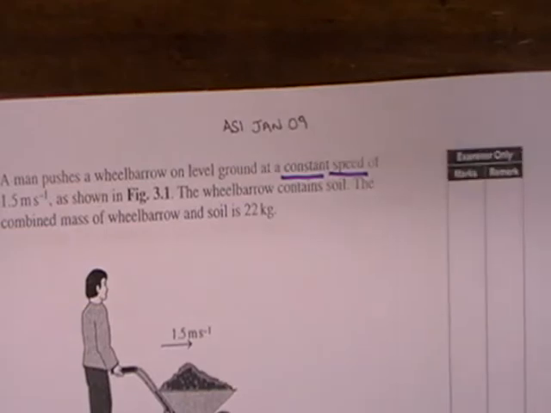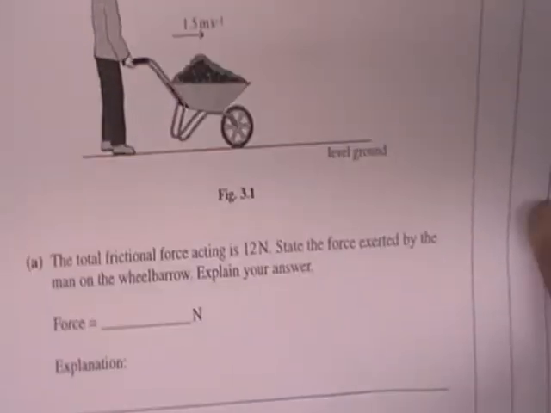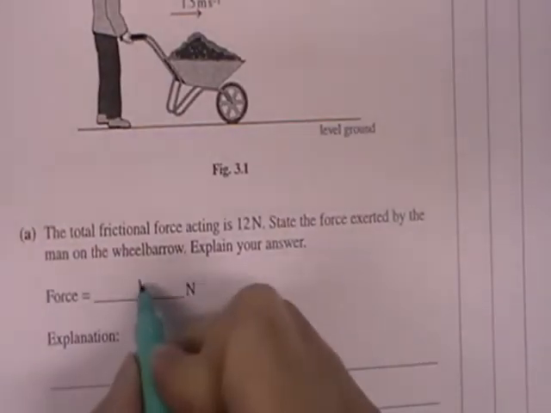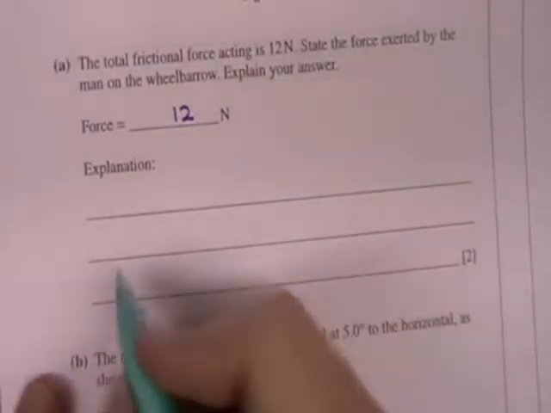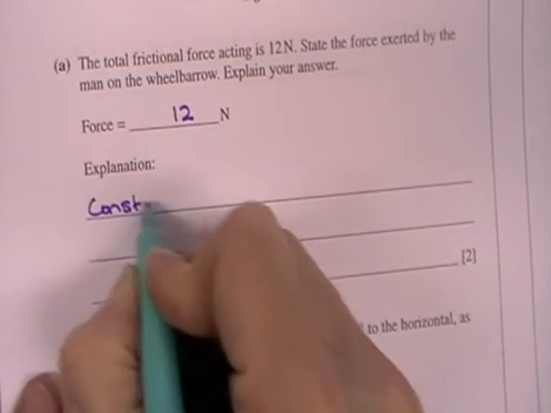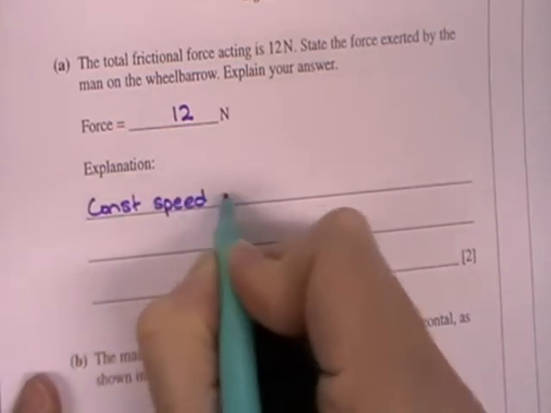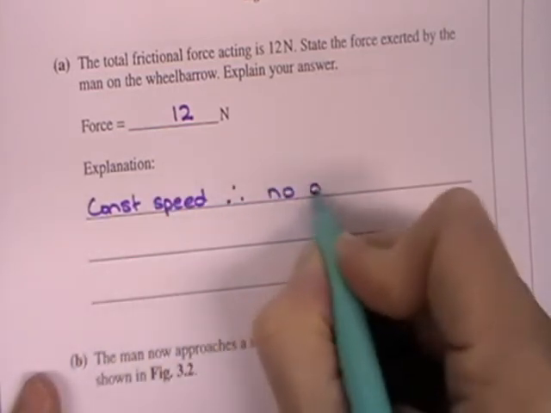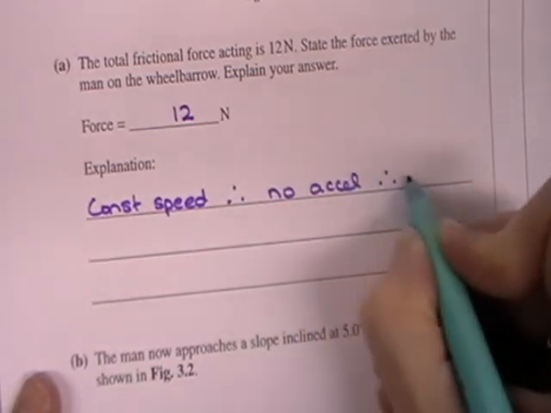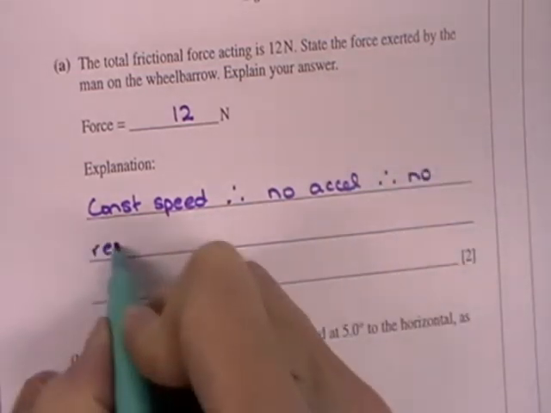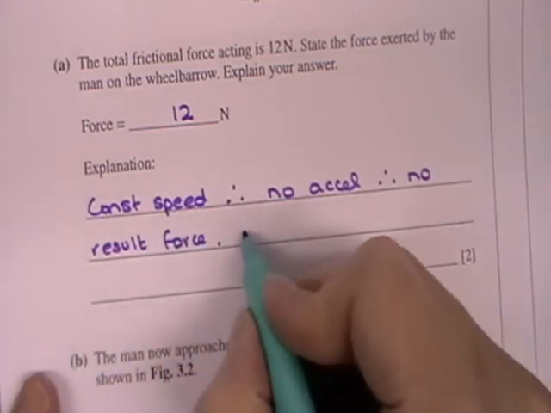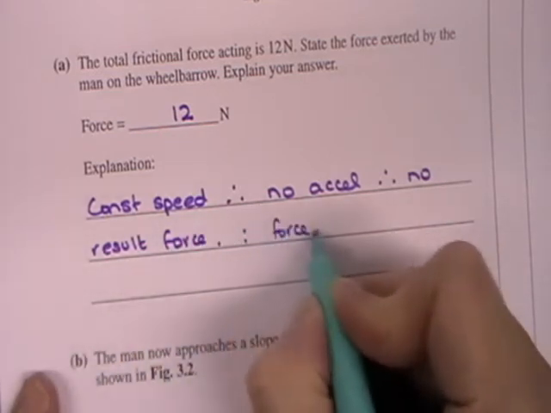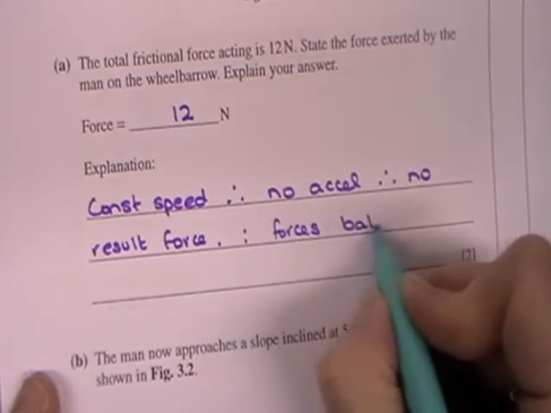And therefore, if the total frictional force is 12 newtons, then the force exerted by the man on the wheelbarrow must also be 12 newtons. Give an explanation. The reason is because it's moving at a constant speed. Therefore, no acceleration. Therefore, no resultant force. And therefore, forces balance each other.